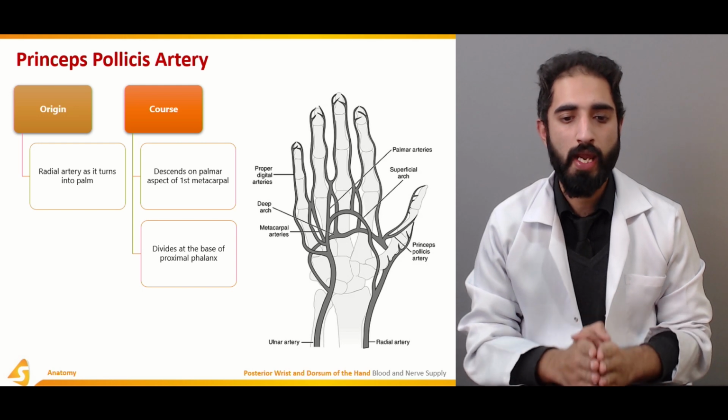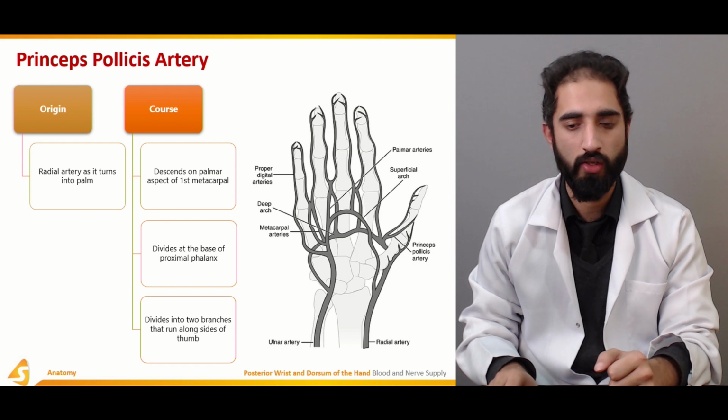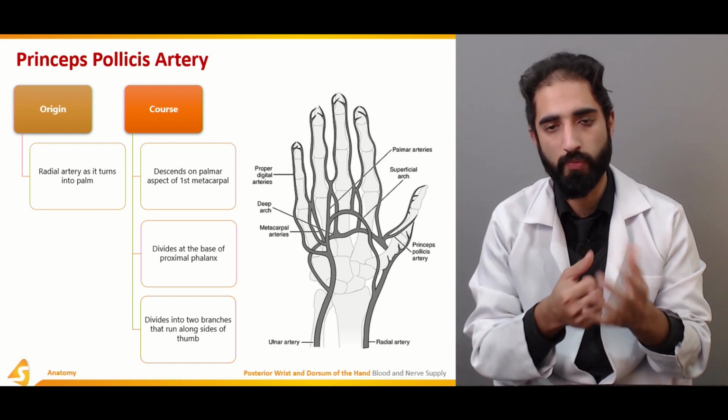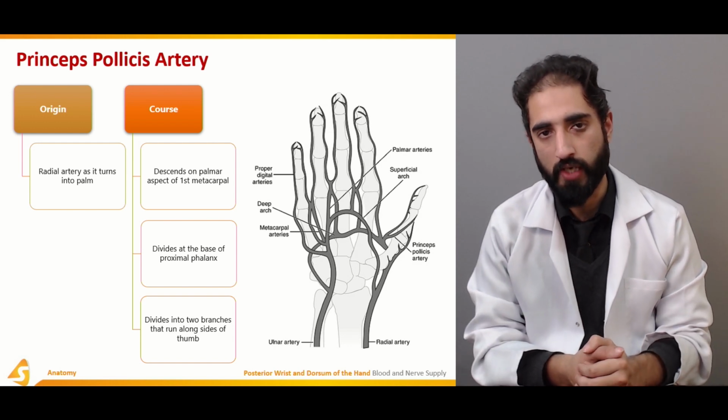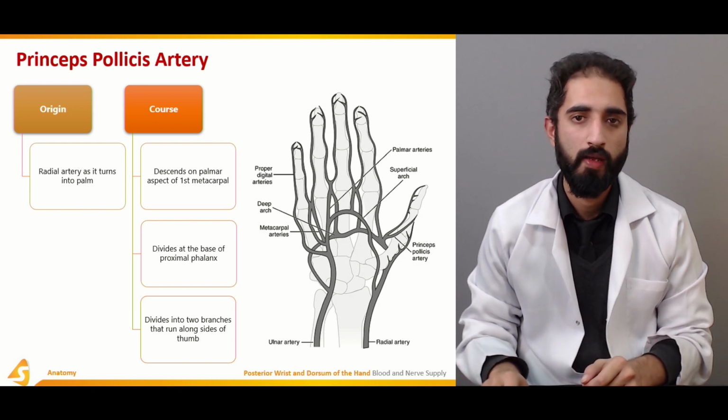It divides at the base of the proximal phalanx into two branches that will run along the sides of the thumb. So both the sides of the thumb are actually supplied by the princeps pollicis artery.